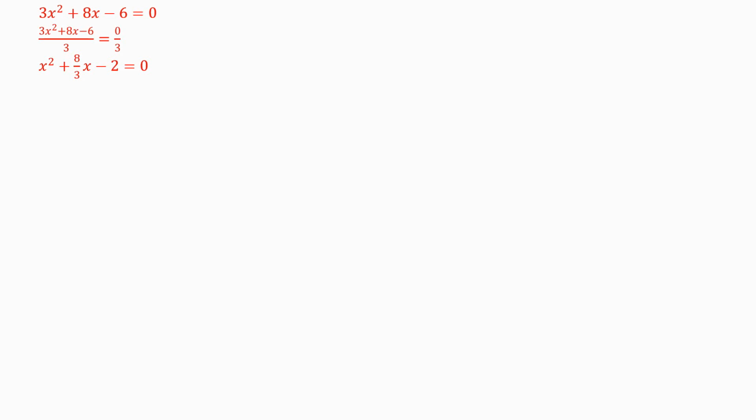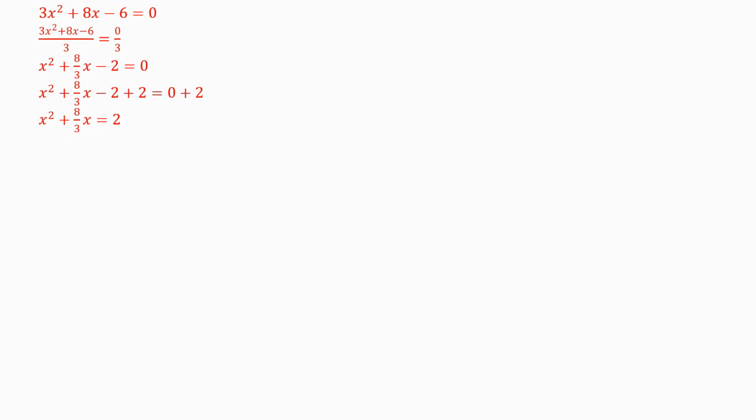Then the next step, we need to remain with only the terms with x's on the left hand side. So we are going to add 2 to both sides to eliminate it on the left hand side of the equation. Hence we have x squared plus 8 over 3x is equal to 2.